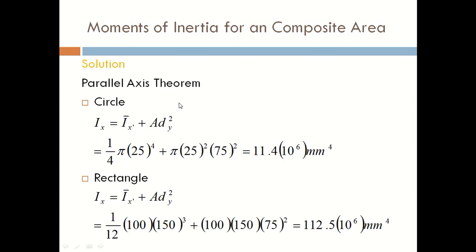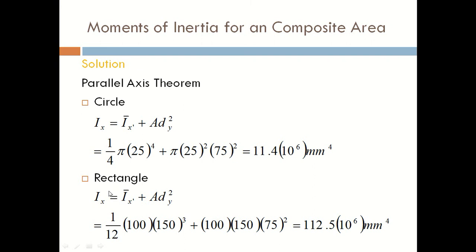Now first, using the parallel axis theorem, for the circle Ix is equal to I dash x dash plus A dy square. The moment of inertia of a circle through the centroid is 1 by 4 pi radius raised to 4. By substituting the values, you will see 1 upon 4 multiplied with pi 25 raised to 4 plus the area, which is pi r square, so pi 25 square, multiplied with the distance squared, and the distance is 75 mm. So this is 75 mm square. So Ix is equal to 11.4 into 10 raised to 6 mm raised to 4. The unit of moment of inertia is mm raised to 4.